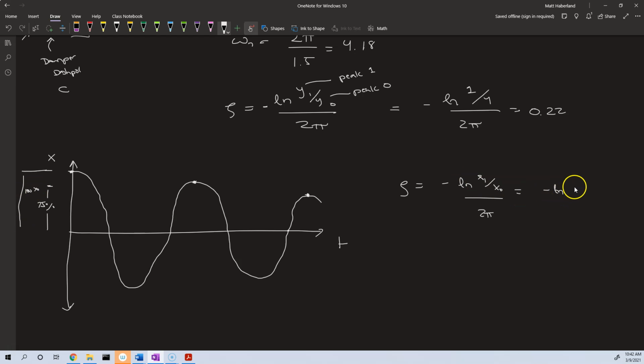Negative logarithm of 0.75 over 2 pi. Our damping ratio in this case is about 0.0458.